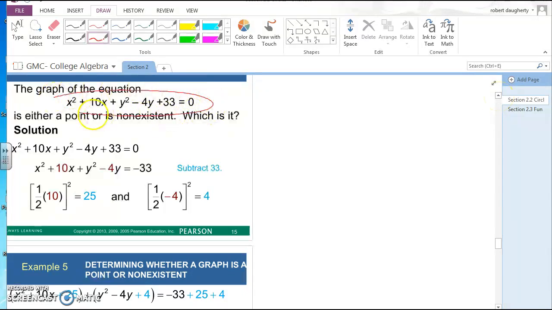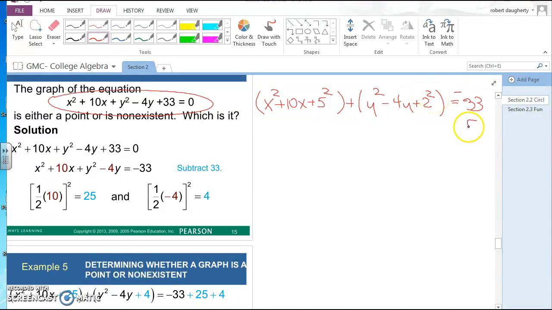We're going to work on this equation right here. So again, it's x squared plus 10x, and then I'm going to add something to complete the square. So y squared minus 4y, and I'm going to move that 33 to the other side of the equation. So -33. Half of 10 is 5, so I'm going to add 5 squared. Half of 4 is 2, so I'm going to add 2 squared. That means I have to add 5 squared and 2 squared on this side of the equation as well.